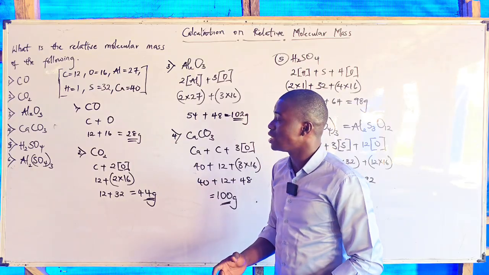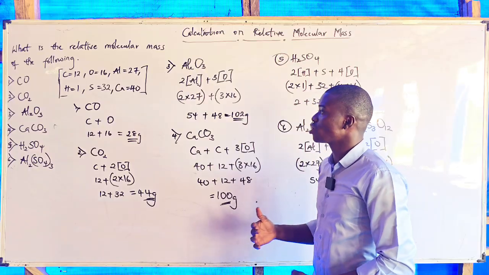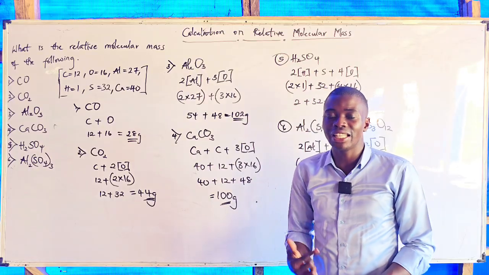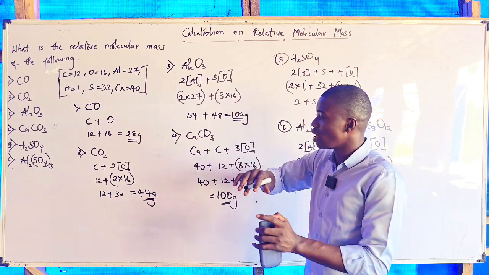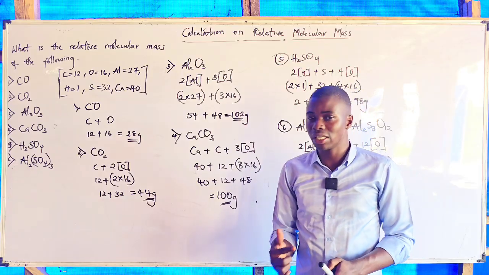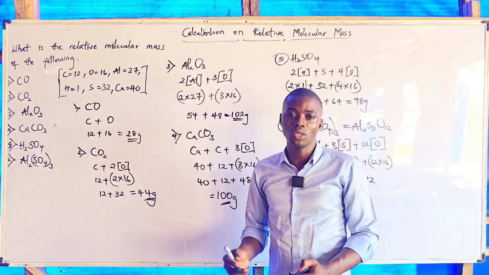The first thing to know is the mass number of the compound. Then after that, what is the atomicity? It means how many carbon, how many of the individual elements that made up that compound are present in the compound or in the molecule. So from there, you multiply the atomicity by the mass number, then you get the relative molecular mass of that compound.